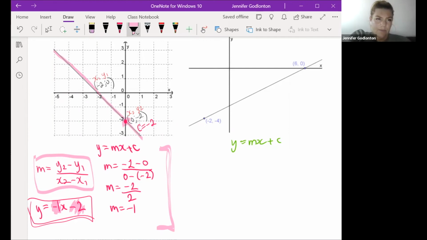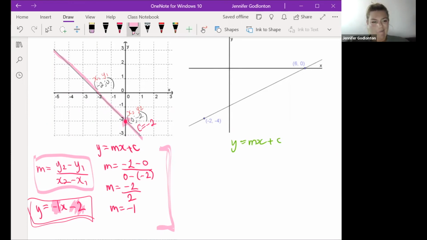So, ma'am, we must only look for the gradient. No, you also need to find C, but the first thing you do is you find your gradient, and then you can find C. Oh, okay. Okay. Tiana, hello.